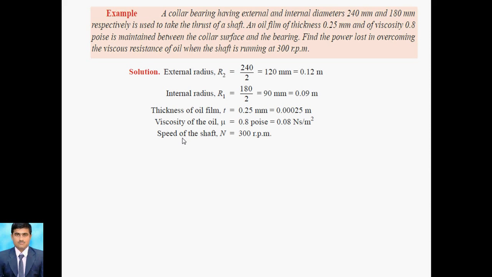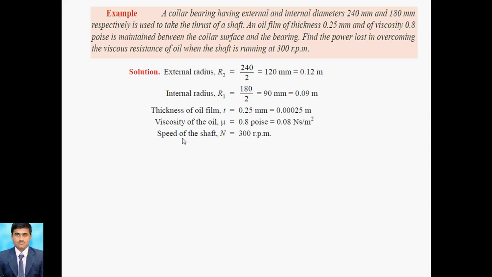Now we take the given data first. External diameter is 240 mm, so we convert to the external radius. R2 is equal to 240 by 2, that becomes 120 mm, and after conversion 0.12 meter. Next, the internal radius R1 is 180 divided by 2, so this is 90 mm, which we convert into meters. Then the thickness of the oil film is 0.25. Then mu is 0.8 poise, so we convert this by dividing by 10 to get Newton second per meter squared.